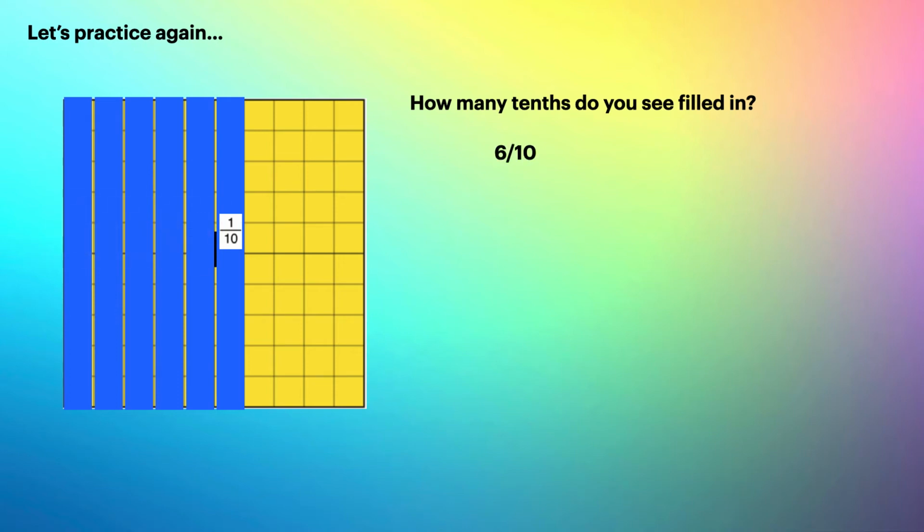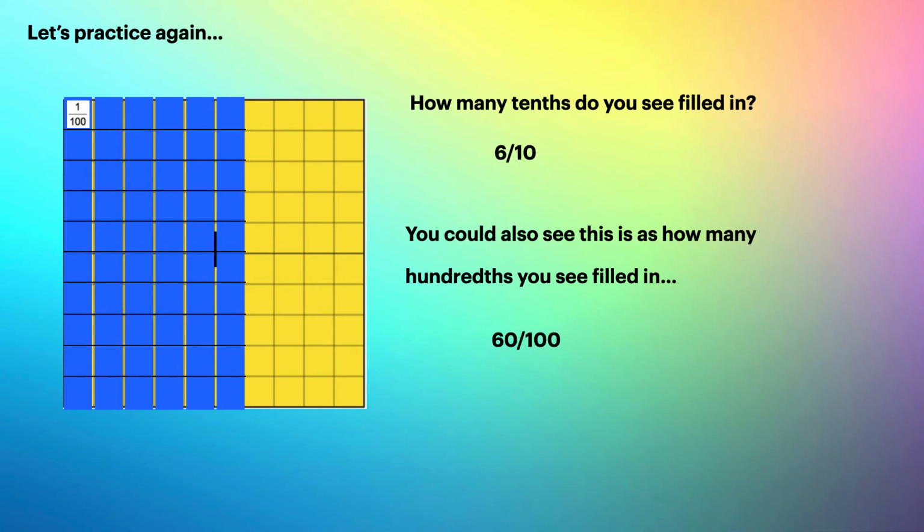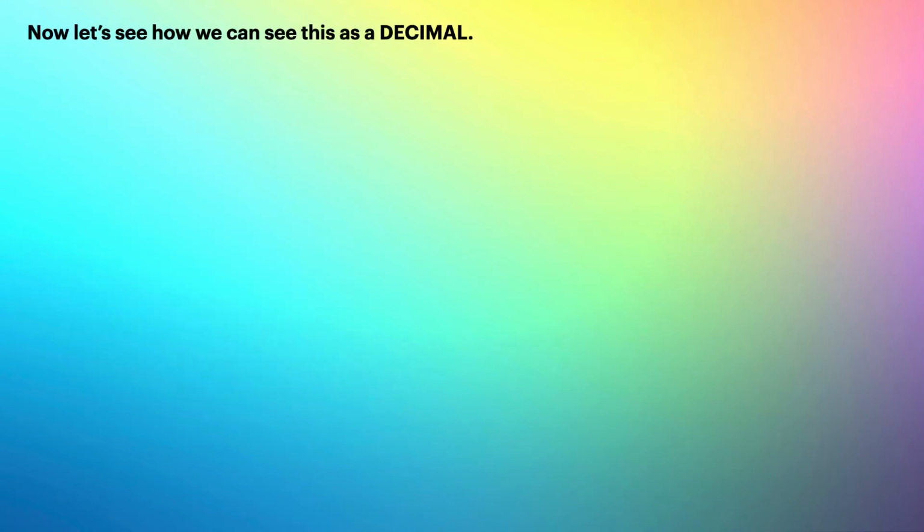And what if we counted this again, but this time looking at hundredths, those itty bitty squares? How many do you see now? 10, 20, 30, 40, 50, 60. 60 out of 100 little squares are filled in, or 60 hundredths. Now let's imagine these as decimals.